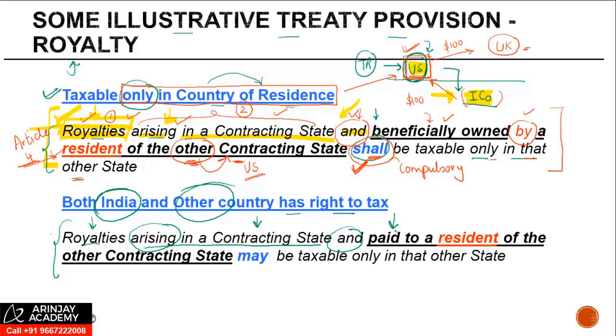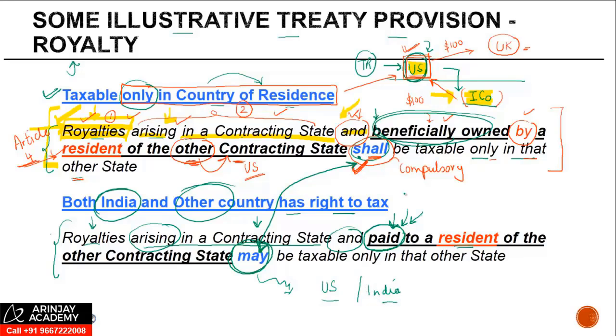And paid to a resident of the other contracting state. Now there's a small bit of a difference here. I'll just come to this in a short while. But barring this word paid, it is the same over here. Here it was written that it is beneficially owned by. Here it is written that it is paid to a resident of the other contracting state may be taxable. Now here you have the word may, here you have the word shall. So what's the difference between the two? This word shall by itself reserved the right to tax a particular royalty in US. But when it says it may be taxable in that other state, what it means is that the right to tax is with both US as well as India.